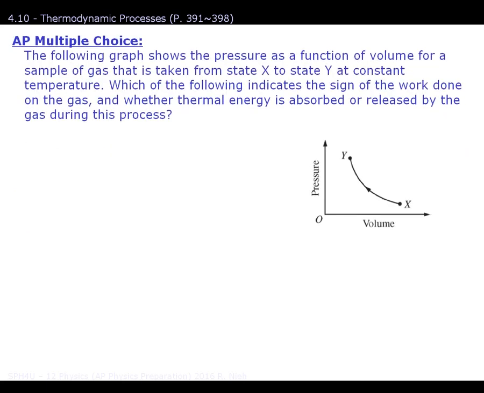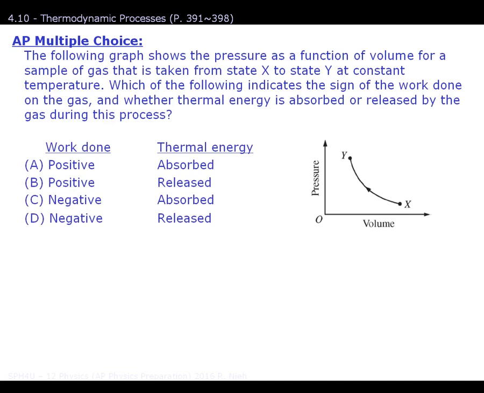Here's a good AP exam question. Let's say that we compress a gas, but we keep the temperature the same. Which of the following are correct? Well, we know that we are performing positive work in compressing a gas, so C and D are incorrect.